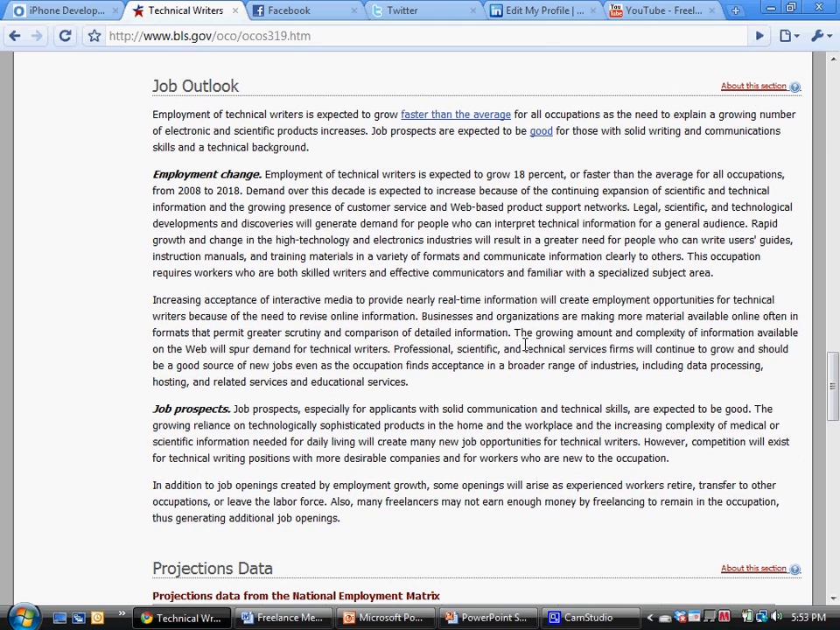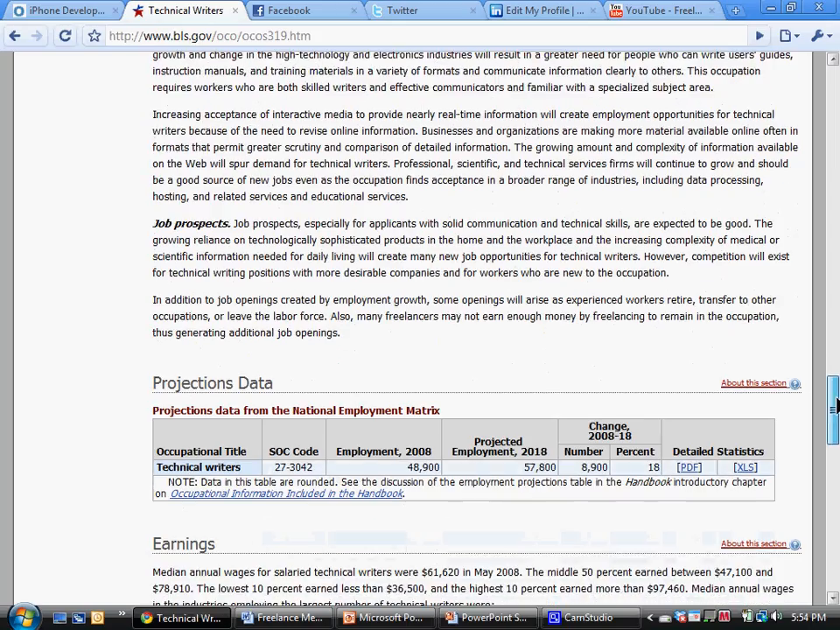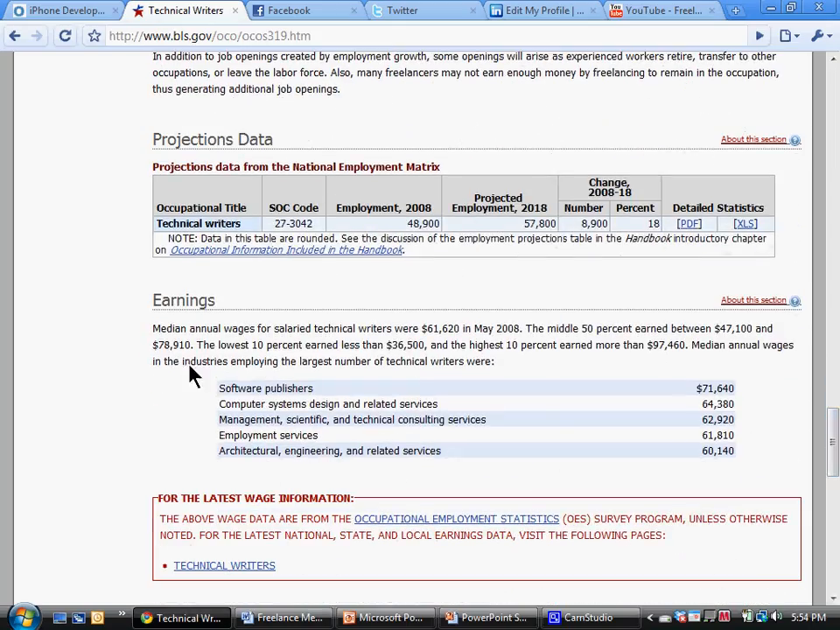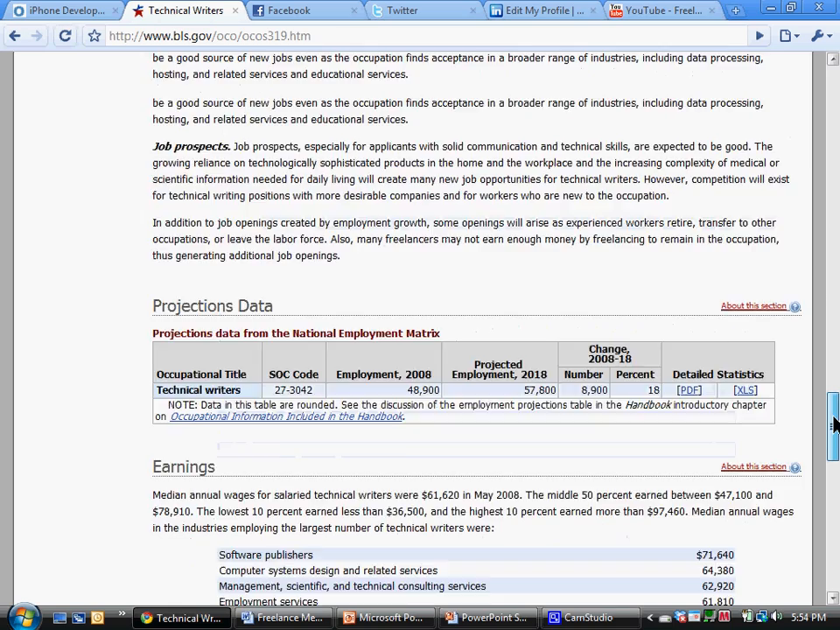I want to look at the job outlook. Employment of technical writers is expected to grow faster than average for all occupations. Job prospects are expected to be good. That's positive news, and they talk a bit more specifically about it. Earnings, median annual wages for salaried technical writers were $61,000 a year. That's the median. Some people make more, some people make less, but ultimately, that's a good field to be in.